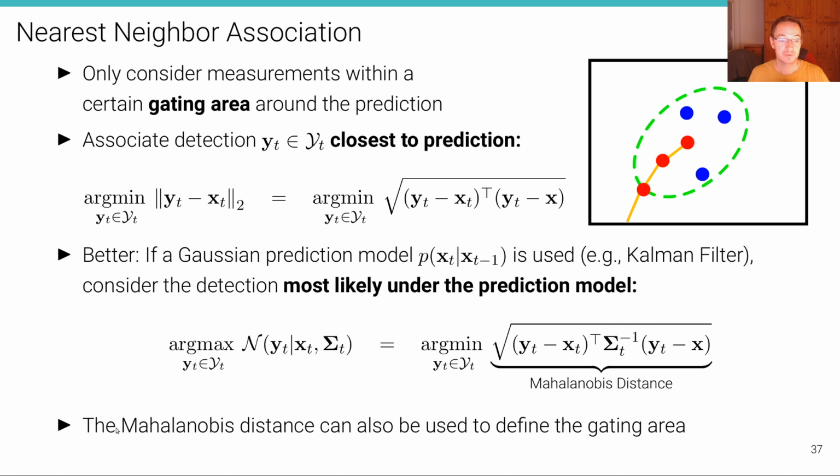A nice thing about this Mahalanobis distance is that it can also be used to define the gating area, of course. We can threshold the Mahalanobis distance that's given to us through the prediction model, because this is something we have estimated through the Kalman filter. We can use that to threshold the gating area.